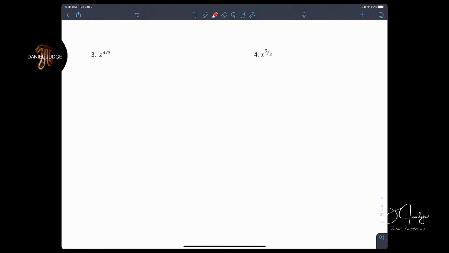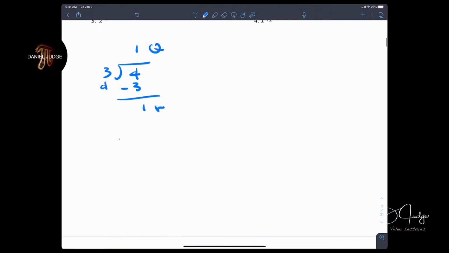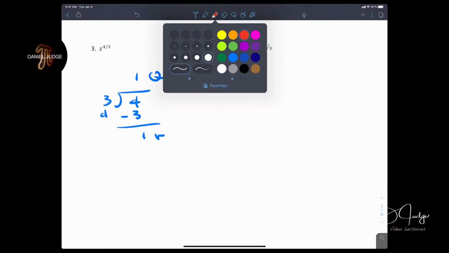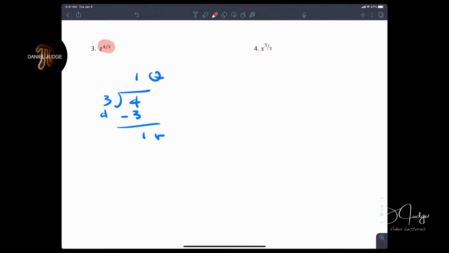Okay, so here we go. We're going to do the next one, number 3. So we're going to focus on the power, right? So the power here is 4/3. So I'm going to take this 3 and divide by 4. I'm sorry, 3 goes into 4 once. 1 times 3 is 3. Subtract, I got a remainder. So quotient, remainder, divisor. So here's the 4/3. This is what we focused on.